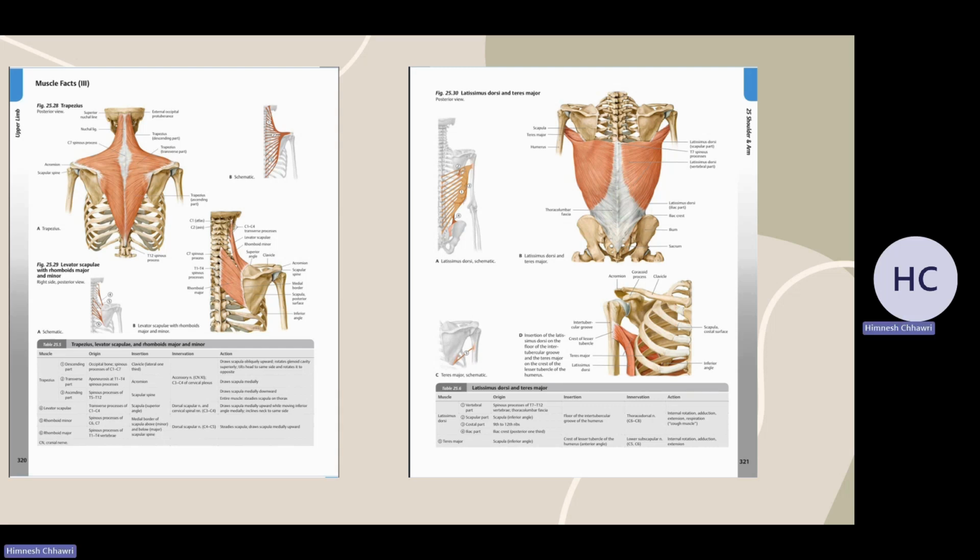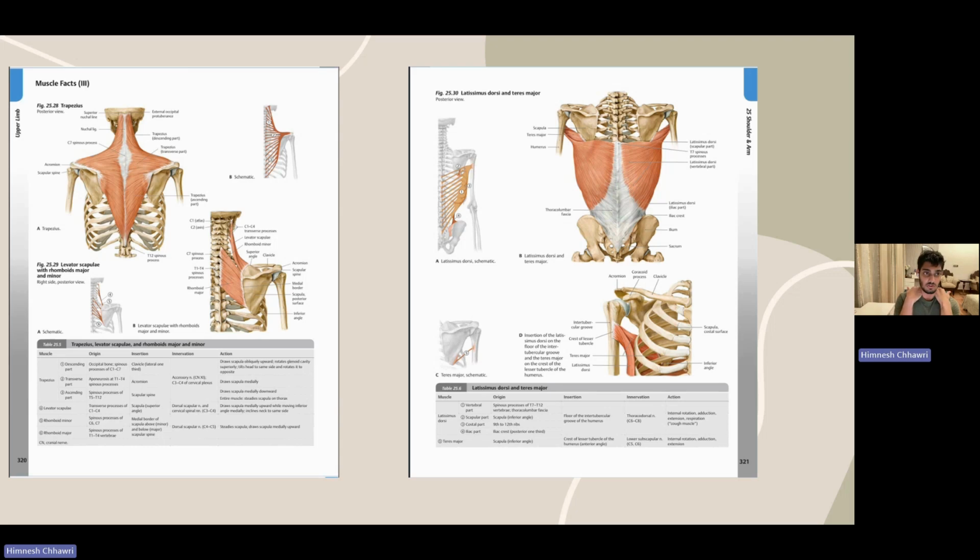What is the origin? The origin of the descending part is from the occipital bone and the spinous processes of C1 to C7, and it inserts. We can talk about insertion as one. There's no point of dividing the insertion of different parts into different things. So the descending part is from the occipital bone and the spinous processes C1 to C7.